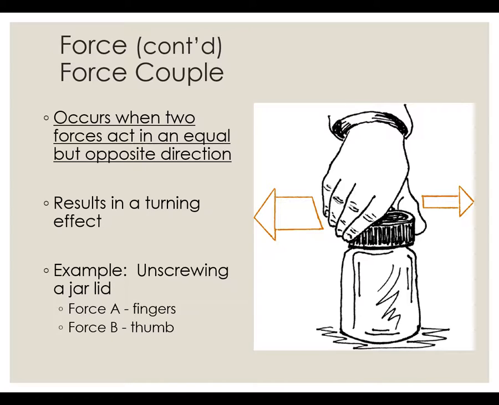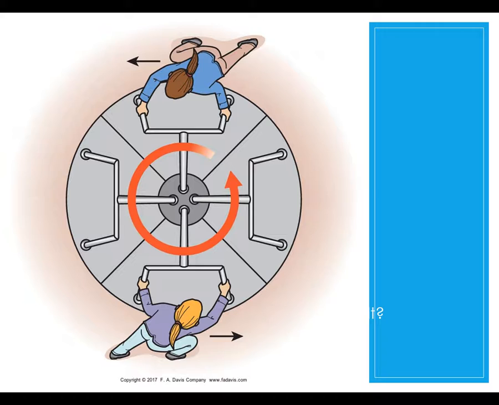A force couple occurs when two forces act in an equal but opposite direction, and you're trying to get, again, a particular result, and the result here is a turning effect. So an example would be unscrewing a jar lid. Force A is the fingers right here, and then force B is the thumb, and you'll notice the fingers are moving one direction, the thumb is moving the other direction. And we use this skill every day. And here you go again. You've got a little merry-go-round, and you've got a child pushing one direction, another child pushing the other, but the resultant force is that rotation.